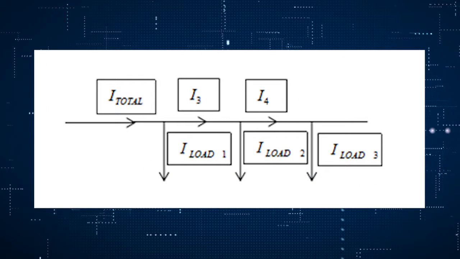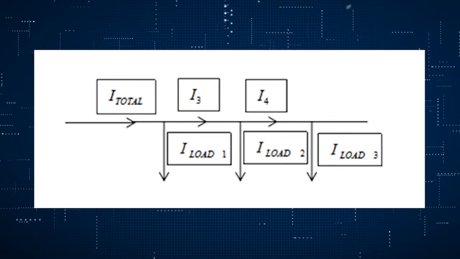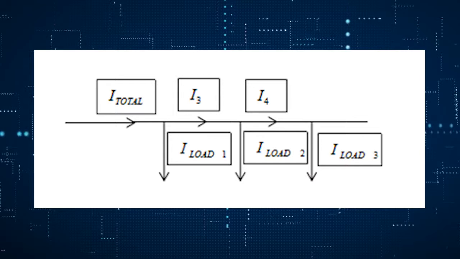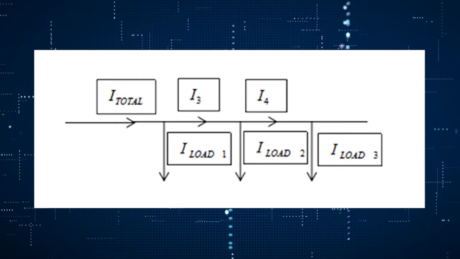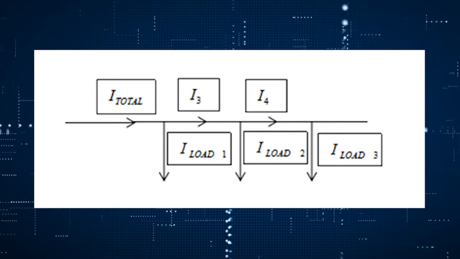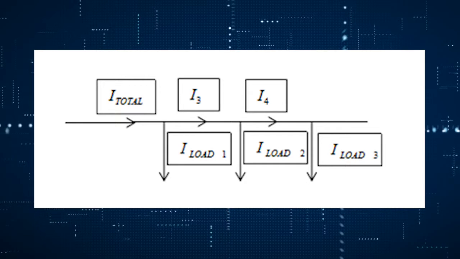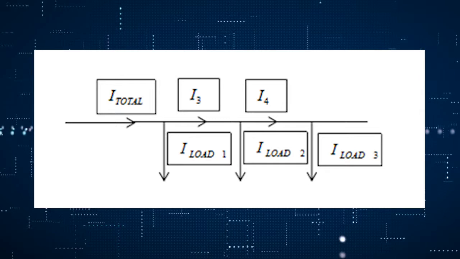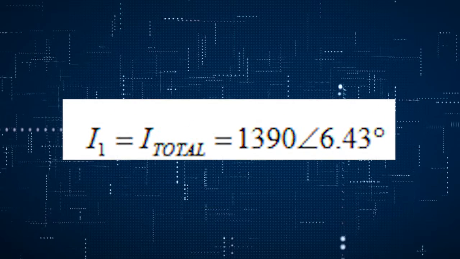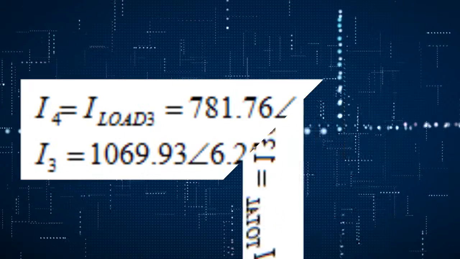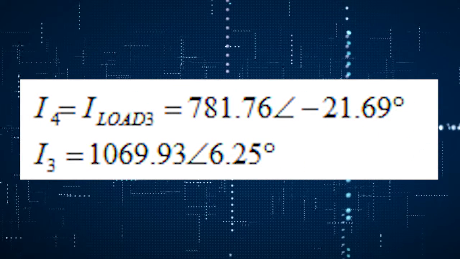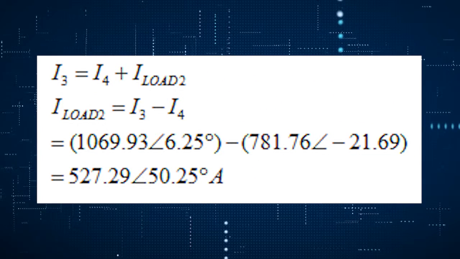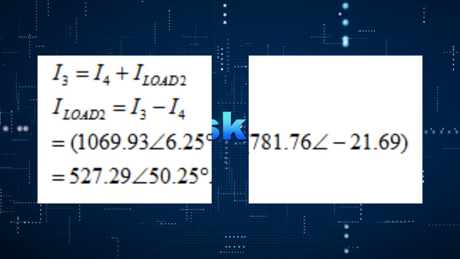By using this figure, we can find the current in each load. We have named the current in each branch, which is I total same as I1, I at load 1, I3, I at load 2, and I4 same as the I load 3. In the previous calculation, we have already calculated I total, I3, I4 which is I load 3, and I load 1, and we can get I load 2 by using this formula.